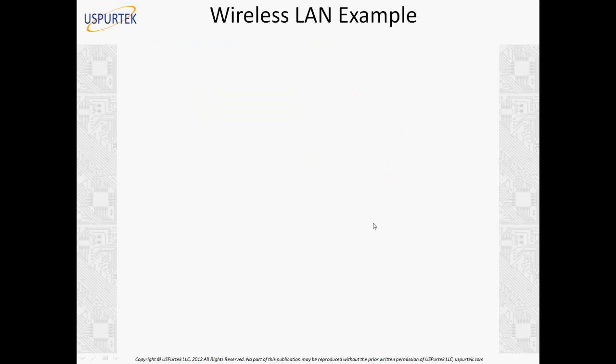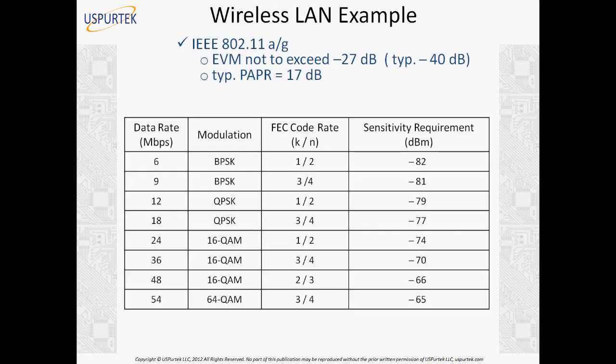Now here you see for different data rates in megabits per second, from 6, 9, 12 and so on up to 54, how the modulation technique changes from BPSK to QPSK to 16QAM and 64QAM. And now there is another code rate mentioned here, forward error correction, FEC code rate, K/N. So what is this K/N? Or 1/2, 3/4 and so on.